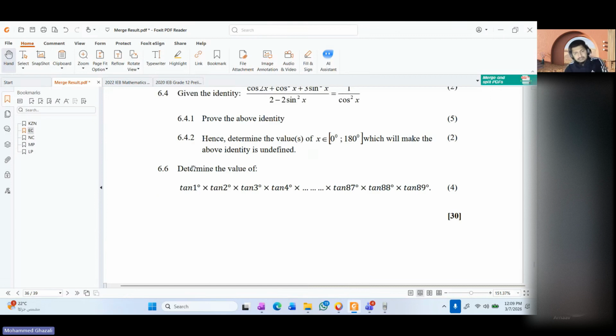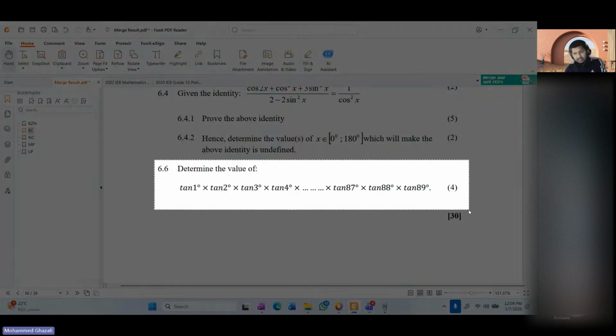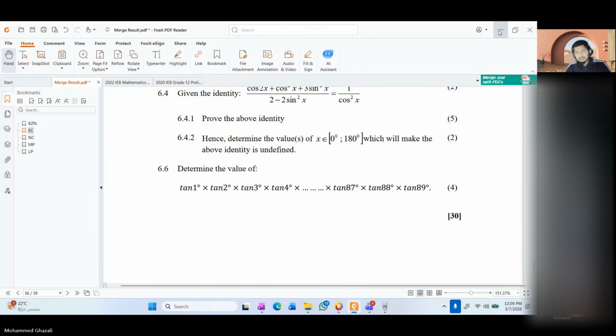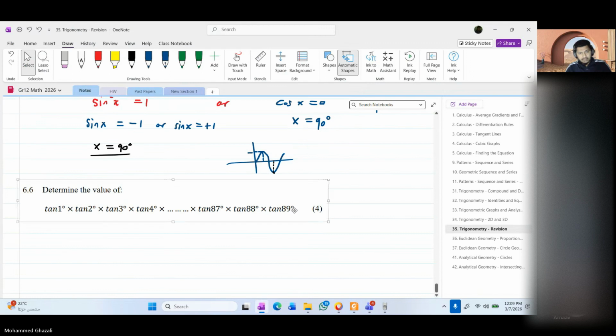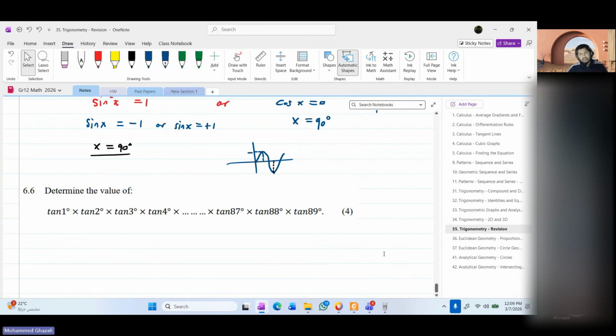Last question. I'm sure you've seen something like this before, right? Okay, so you want the value of all the tans from tan 1 right up till tan 89, and it's a product of all these values.